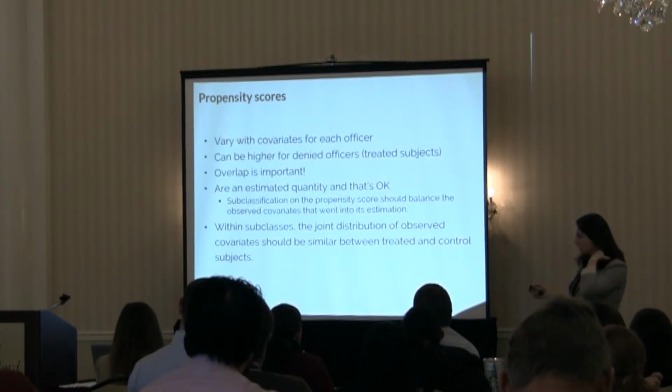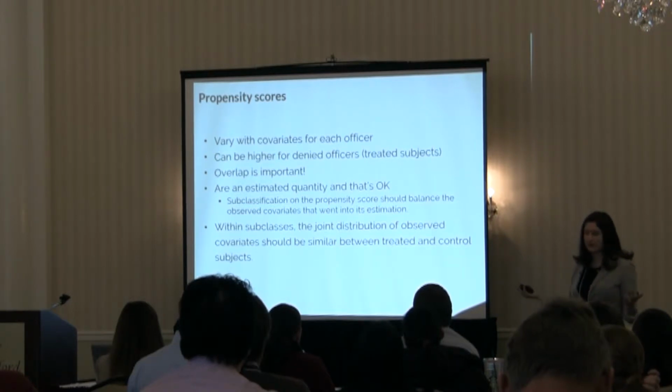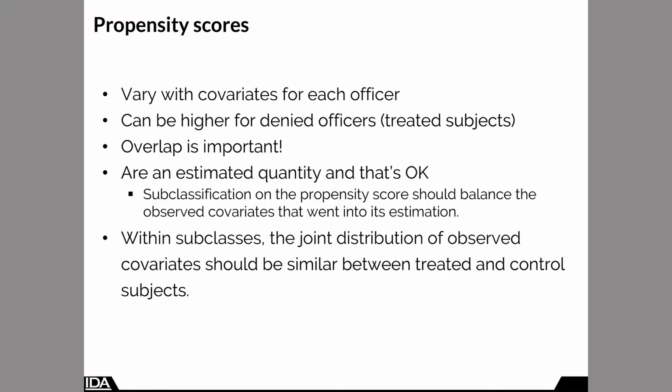So propensity scores, they will vary for each person, right? It's the probability of getting exposed to treatment. It's a continuous variable, so it necessarily will vary. It will probably be higher for those who got denied, right? Because they have more ones. Overlap is important. That's one of the assumptions that we've made earlier. And it's an estimated quantity, right? Whenever I actually get the true propensity scores, it's actually okay, because there are some chance imbalances that we see just because we sampled, and now this propensity score, because it's an estimated quantity, will actually balance those out.